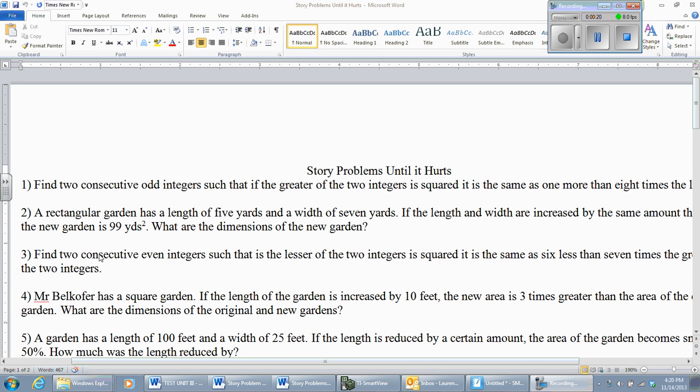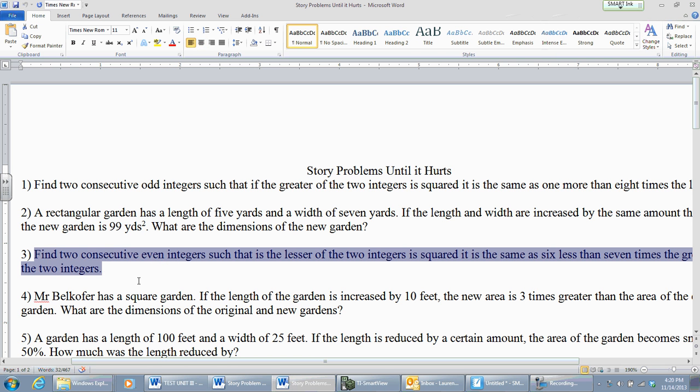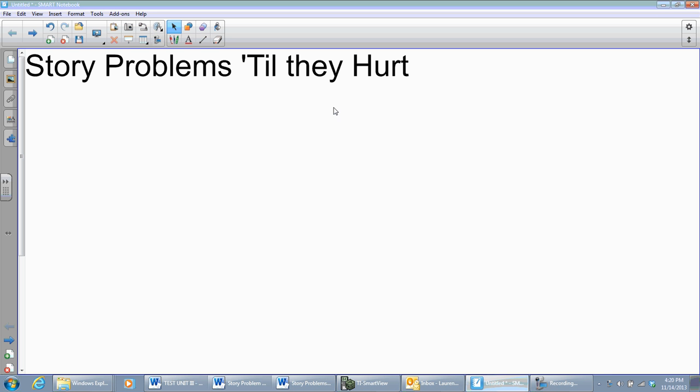All right. I'm going to do 3 of these problems for you. I'm going to start with problem number 2. Or actually, no, most of you have done problem number 2. I'm going to start with problem number 3. Okay, so it says find 2 consecutive even integers. Stop right there. I need 2 consecutive even integers.